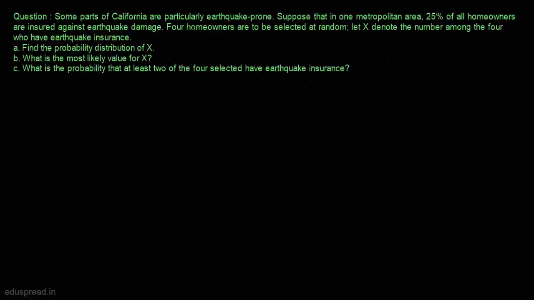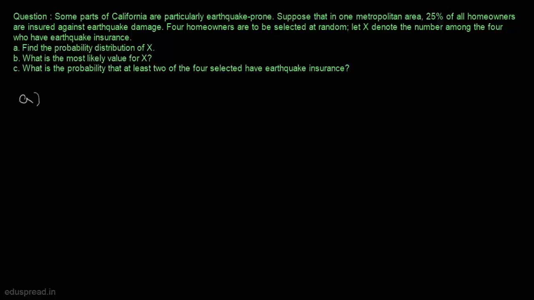Some parts of California are particularly earthquake prone. Suppose that in one metropolitan area, 25% of all homeowners are insured against earthquake damage. 4 homeowners are to be selected at random. Let X denote the number among the 4 who have earthquake insurance. In part A, we have to find the probability distribution of X. So let's start with part A.